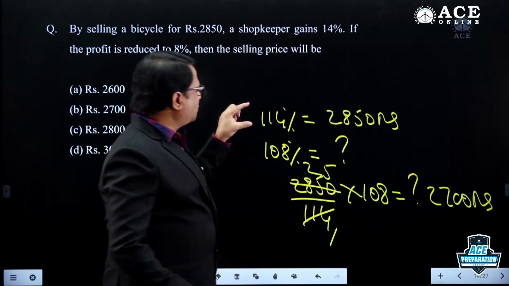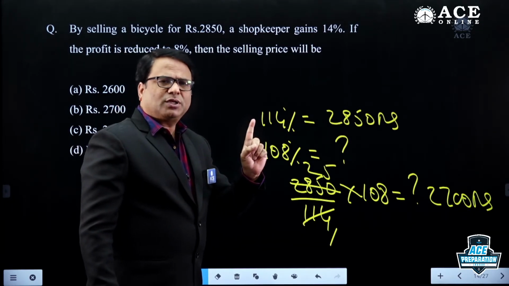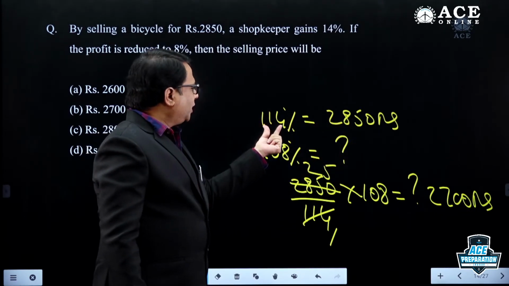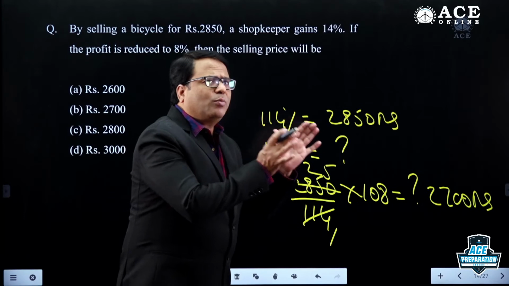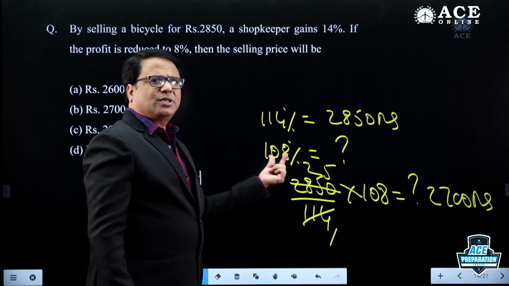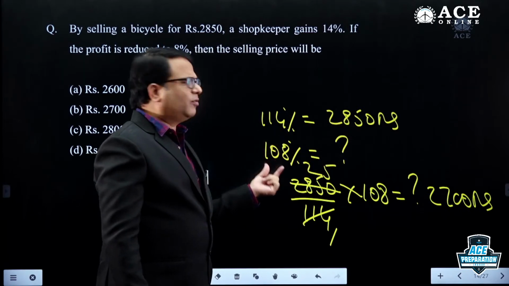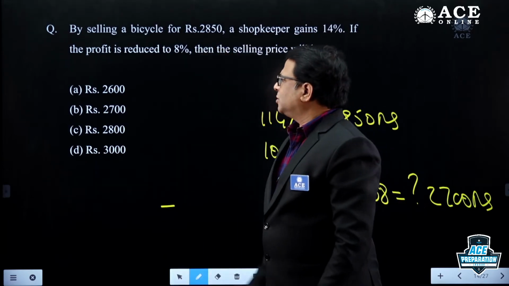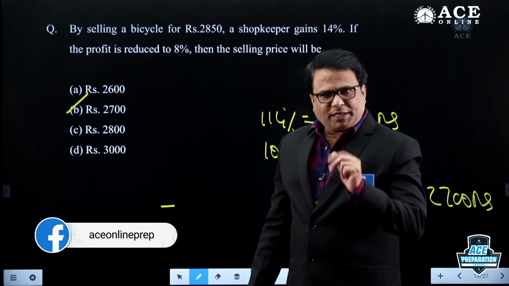Let me quickly explain this point. When profit is 14%, selling price will become 114% of cost price. But selling price is already given as 2850. That means 114% is equal to 2850. And the question is, when profit is 8%, how much is selling price? So when profit is 8%, selling price can be written as 108% of cost price. So if 114% gives this much, 108% will give how much? Do the calculations and you get this. So the answer here is 2700. Right. Now we will look at the next question.